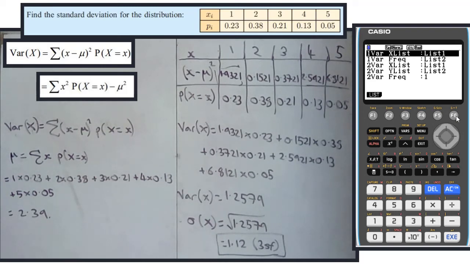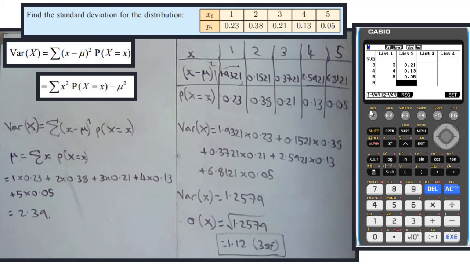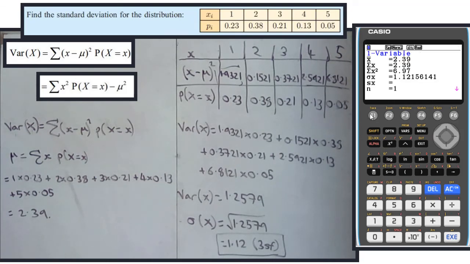Put them in, go to Calc and go to Setup, and make sure you tell the calculator that this is a frequency table. The X list is list 1, that's the variable. And then it says one variable frequency, list 2, so that means list 2 is the frequency of the X list, which it is, so that's fine. Execute, then we just go to one var, and it comes straight up. We have x bar 2.39, which corresponds with our mu of 2.39. And we have sigma x equals 1.12, which corresponds with this sigma here.